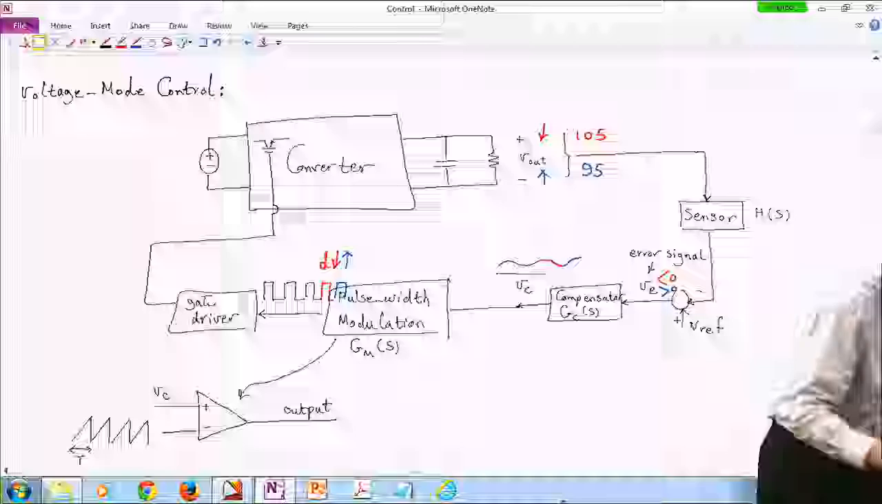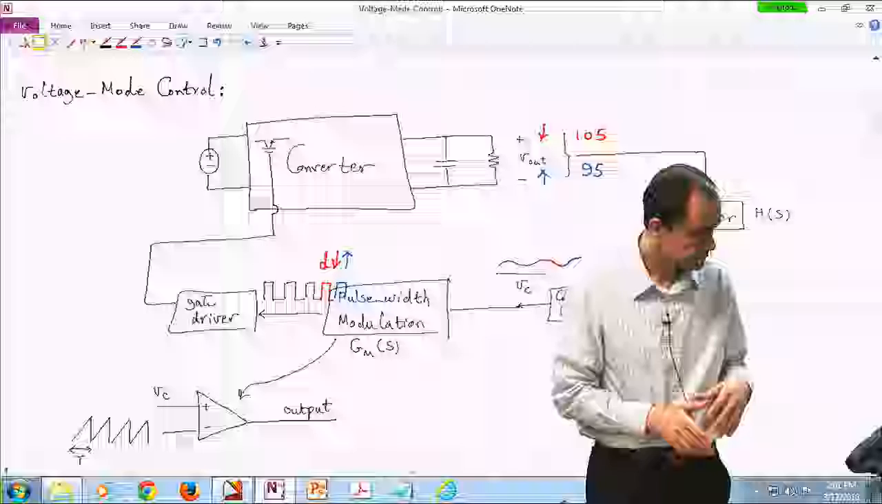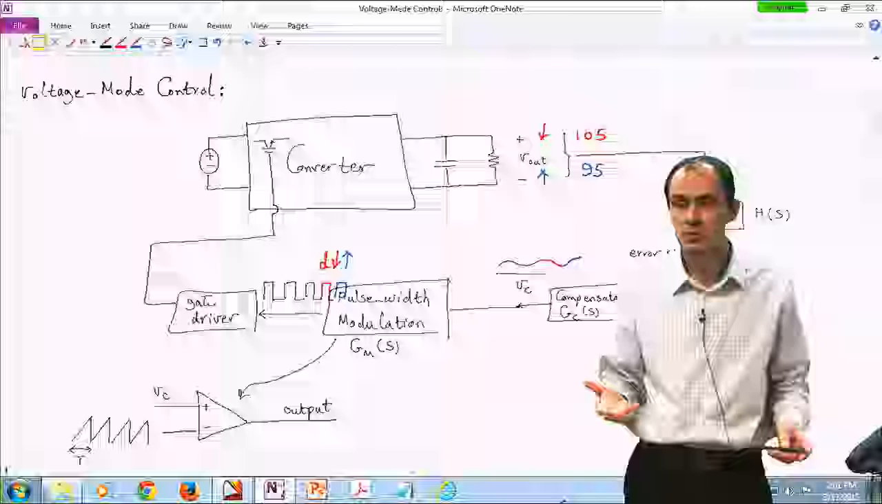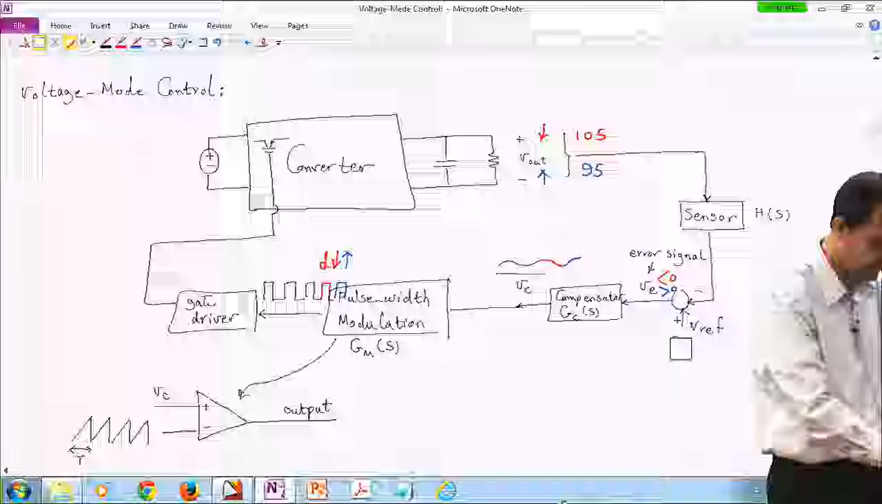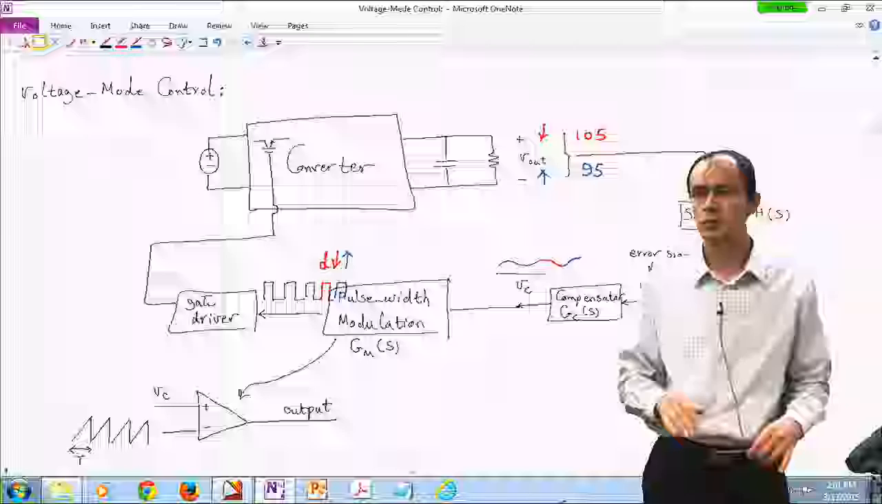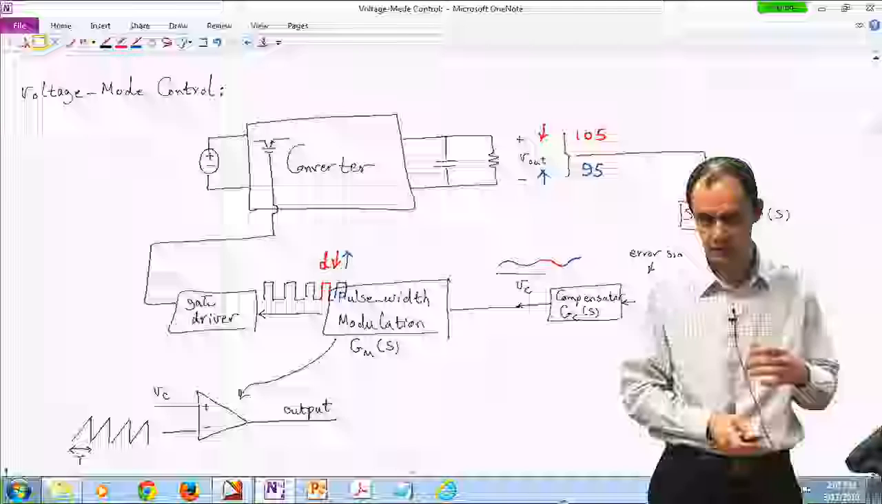So the approach is we measure the output voltage through a sensing network. Then we compare it with some sort of a reference, because we are trying to regulate the output voltage. Then we construct the error, V sub E. Then we apply this error to a compensation network, and last time we actually ended up designing a compensation network based on the zeros and poles and the small signal model.